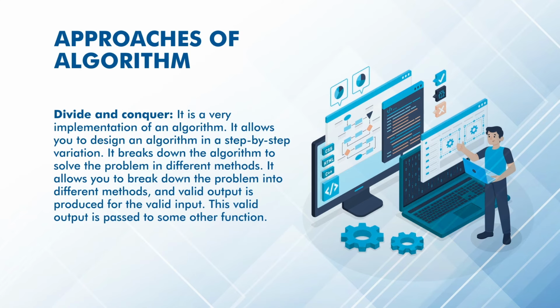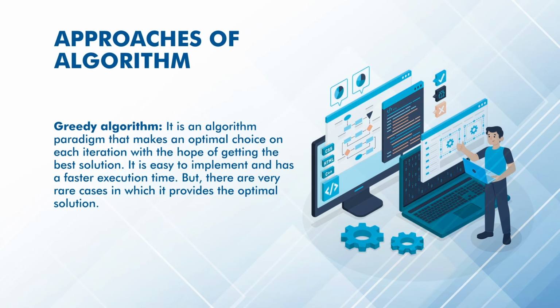Divide and conquer. It allows you to design an algorithm in a step-by-step variation. It breaks down the algorithm to solve the problem in different methods. It allows you to break down the problem into different methods, and valid output is produced for the valid input. This valid output is passed to some other functions. Next type is the greedy algorithm. It is an algorithm paradigm that makes an optimal choice on each iteration with the hope of getting the best solution.